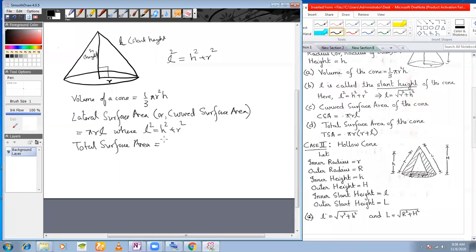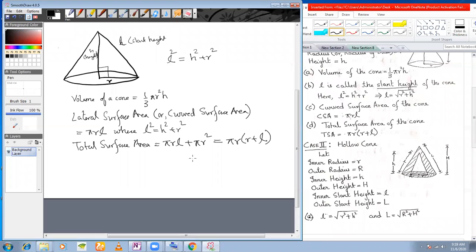Total surface area is your lateral surface area pi rl plus the area of the circular base. So pi rl plus pi r square. So if you take pi r common, you get pi r times (r plus l). These three are the relations that you must remember.